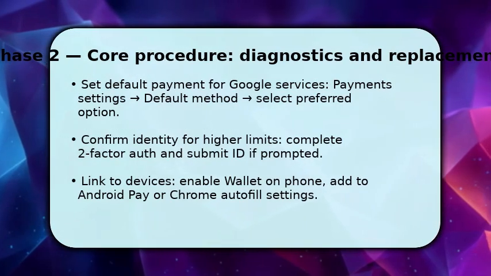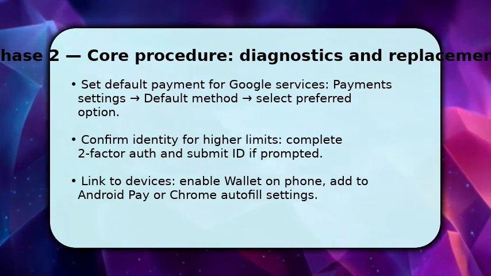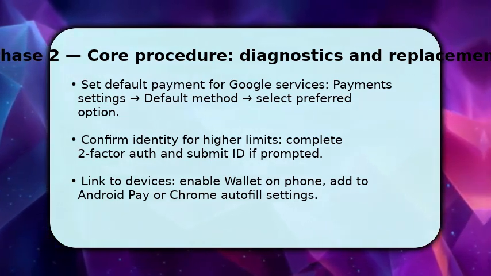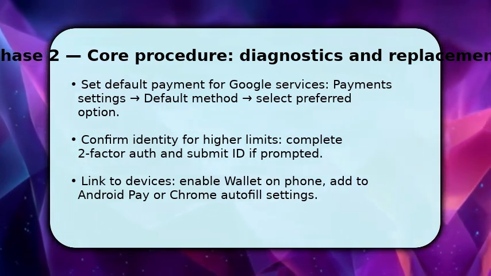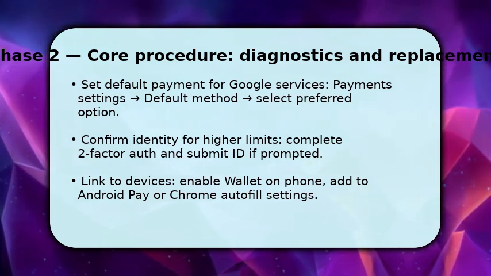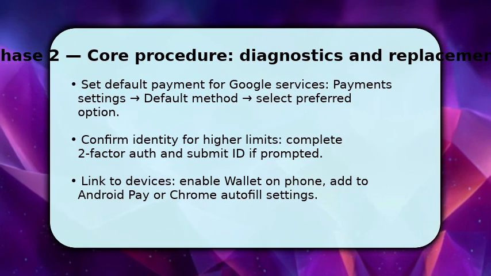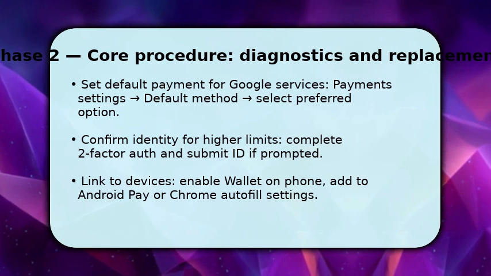Once the method is added, set it as the default where needed so purchases charge the right source. Go to Payment Settings, choose Default Payment Method, and pick the card or account you just added. If you need higher transaction limits, complete two-factor authentication and, when requested, verify identity with an ID. This reduces declines. Make sure your phone or browser is linked.